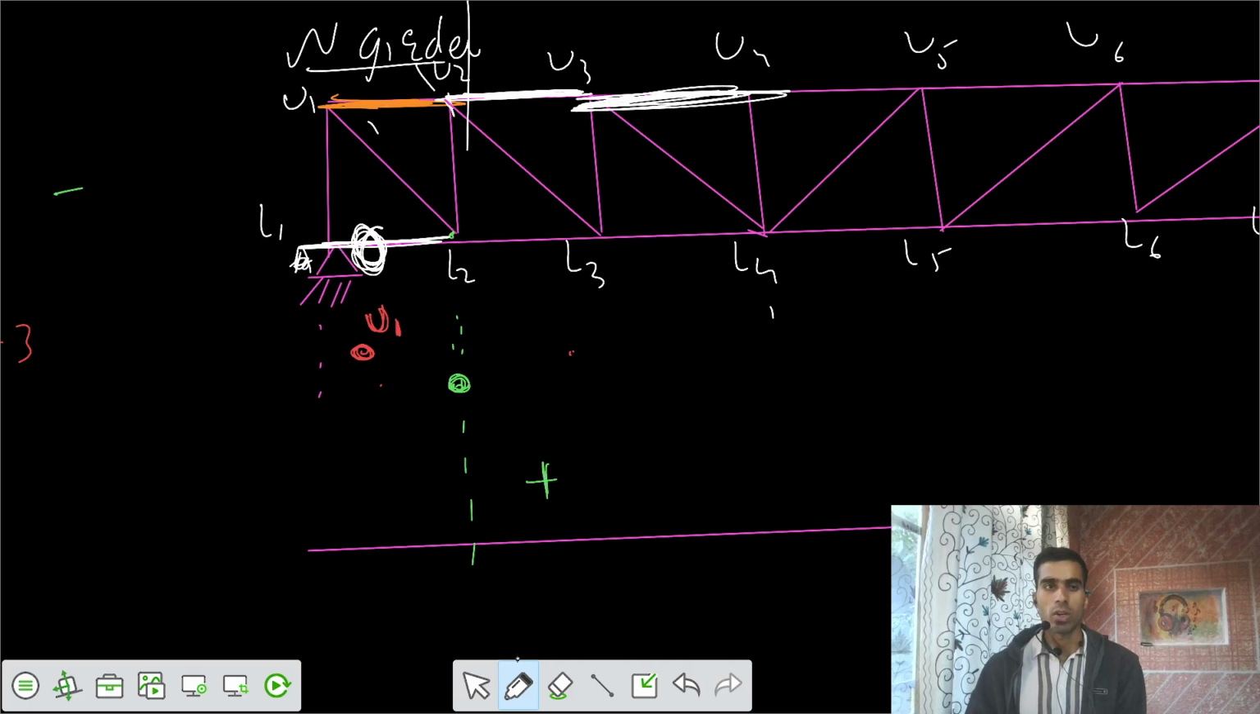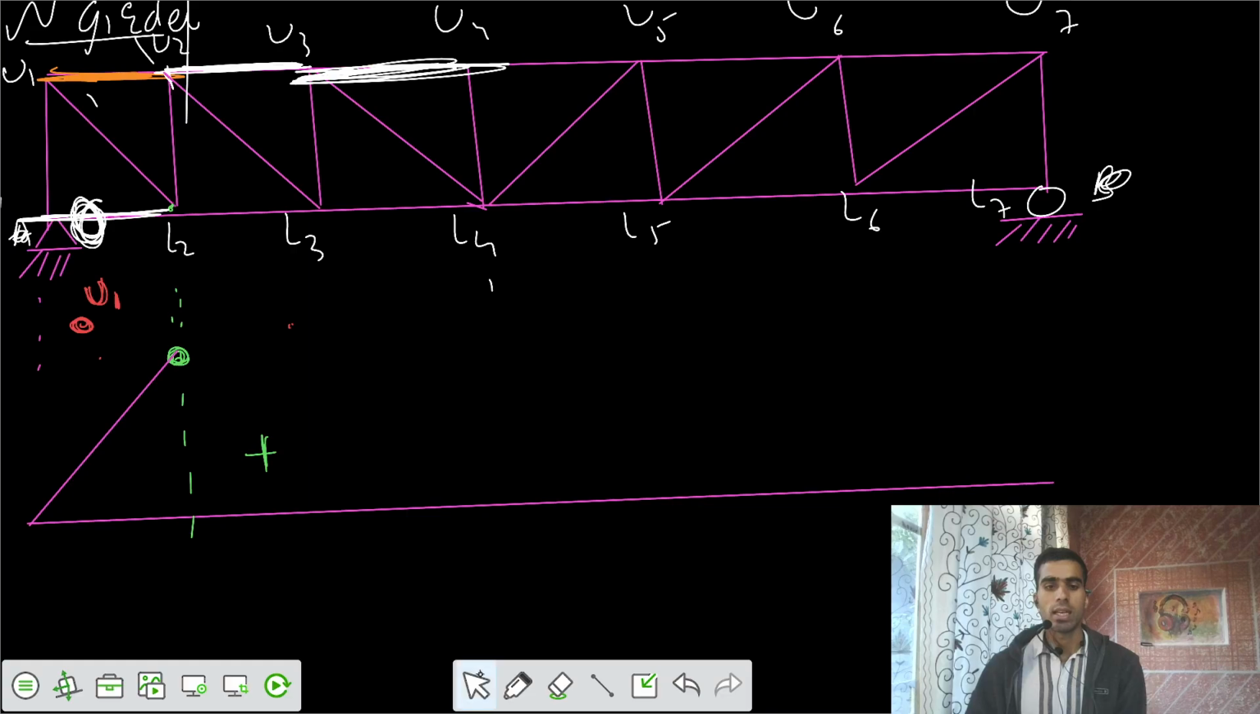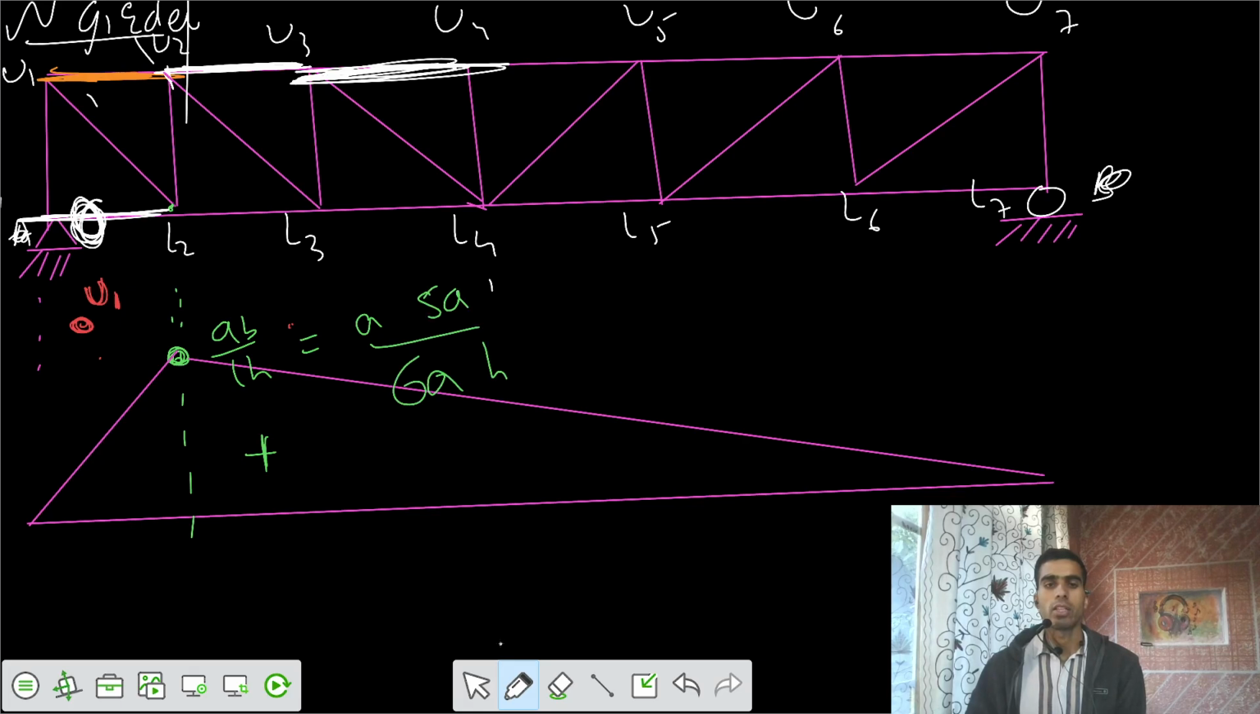Why? For the bottom, we say bottom chords are having a positive ILD. So let's have that positive ILD. And only one critical point is that's at the location of U2. Then you join them by a straight line. So this is your ILD, and the value is AB by LH, where the A value is A and the B value is 5A divided by 6AH. Okay, this is positive ILD for U2, U3.